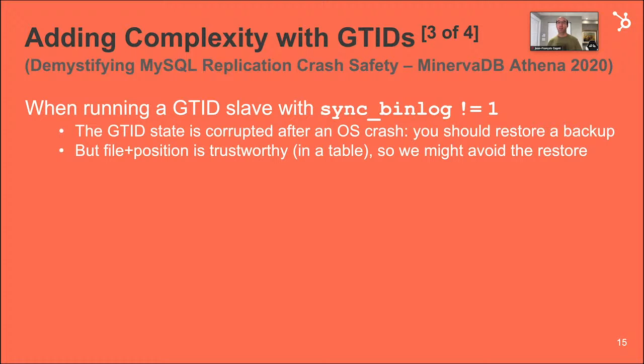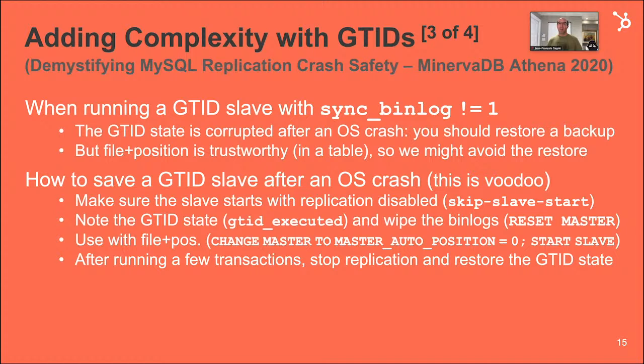Everything lives in the memory buffer. After an operating system crash, your binary logs are truncated. You lost the GTID position, so you should go to backup. However, the file position of the SQL thread is trustworthy, so we might be able to do something with it. And this is the voodoo method for saving a GTID after an operating system crash when you have low durability. So it's an invention that I made, so be really careful before you use it.